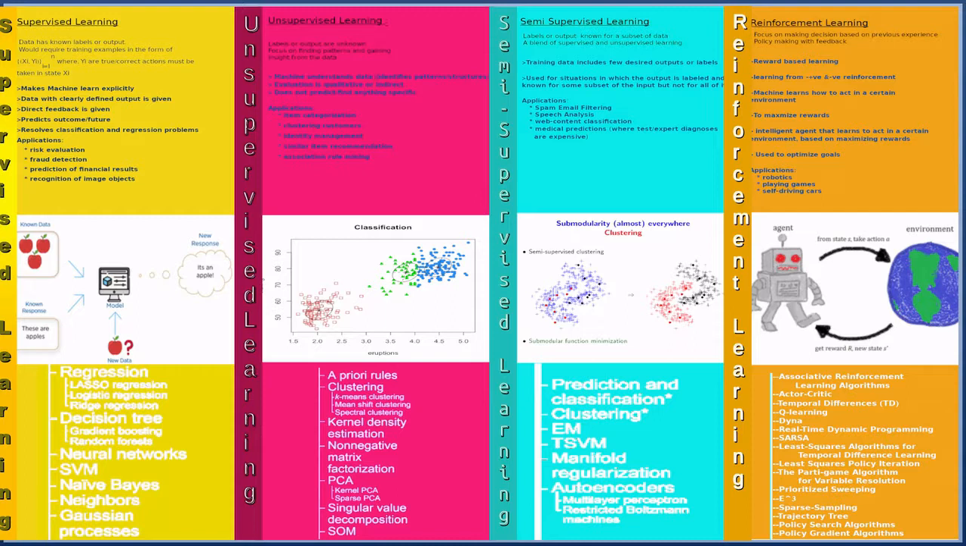The unsupervised machine learning algorithms are apriori rules, k-means clustering, mean shift clustering, spectral clustering, kernel density estimation, non-negative matrix factorization, kernel principal component analysis, sparse component analysis, singular value decomposition, SOM, etc.